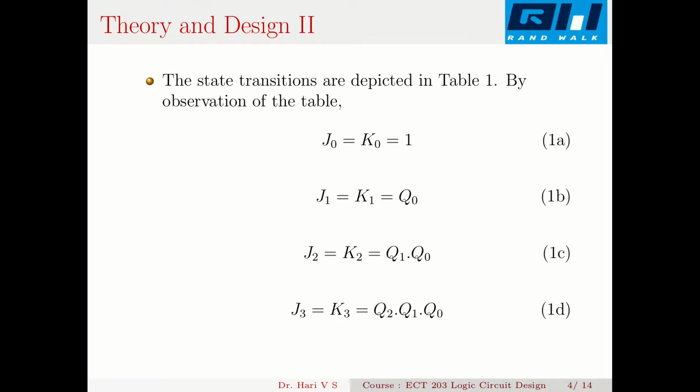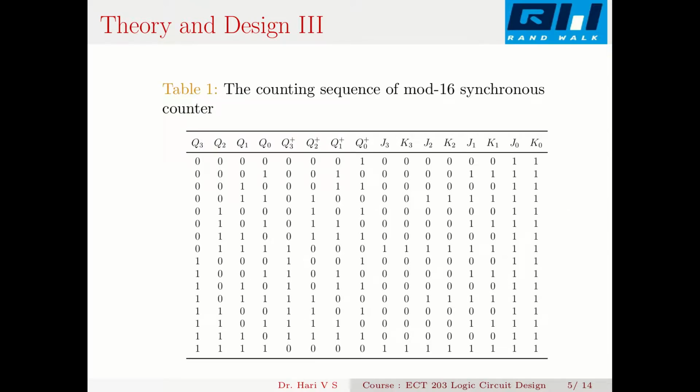Now let us look at the truth table of a mode 16 counter, or rather the excitation table of a mode 16 synchronous counter. Here Q3, Q2, Q1, Q0 goes from 0, 0, 0, 0 to 1, 1, 1, 1. Q3 plus, Q2 plus, Q1 plus, Q0 plus is the next state. So if you look at the first row, the previous state is 0, 0, 0, 0. The next count is 0, 0, 0, 1. That must be written here.